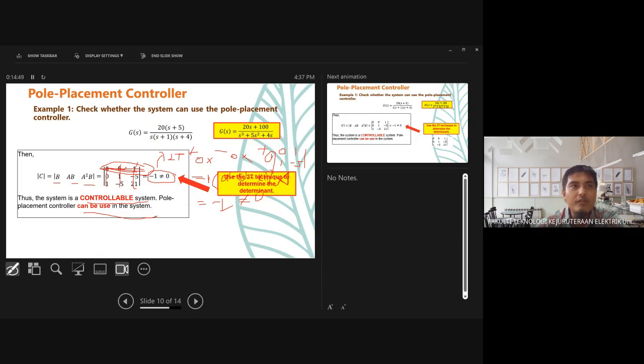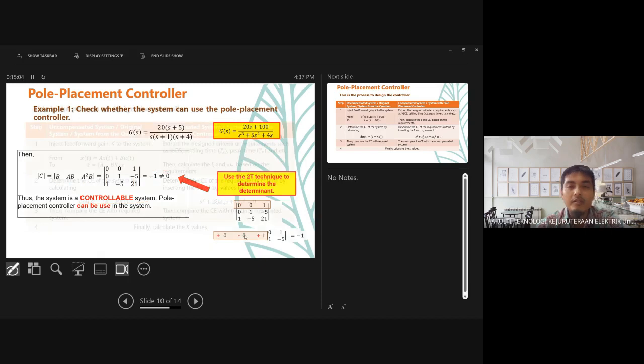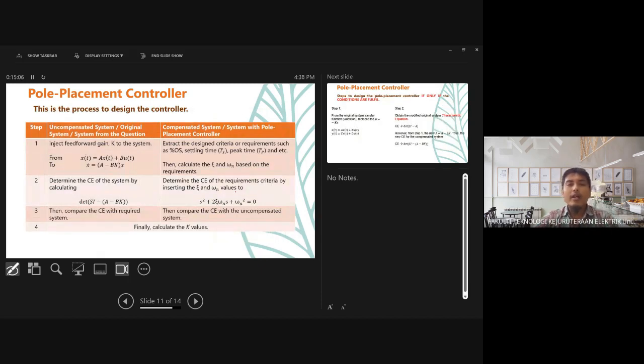So in this case, I use the 2T technique to determine the determinant. I also explain here how to apply the 2T technique, so you can get the result, the answer. All right.